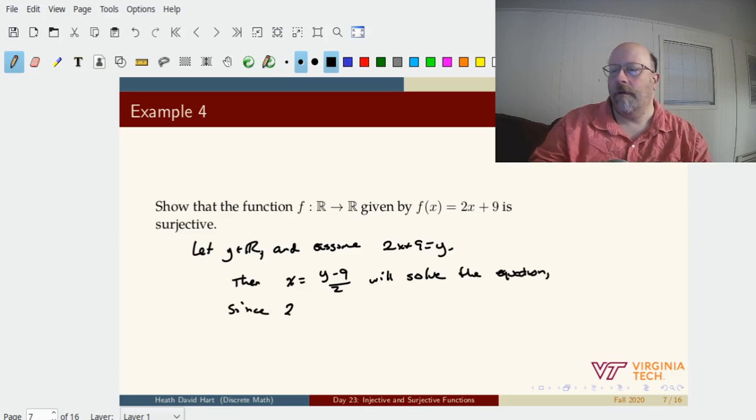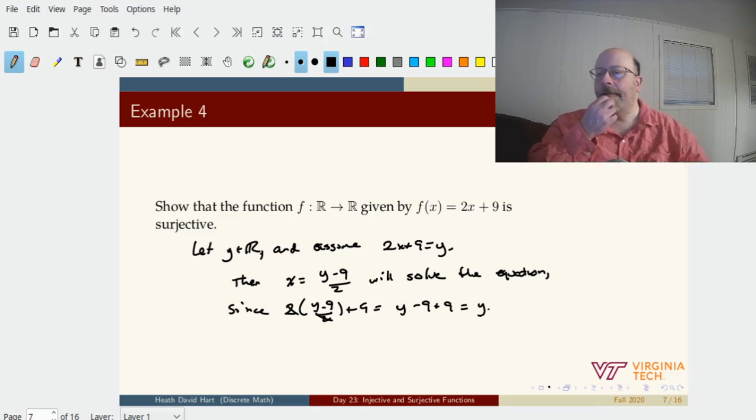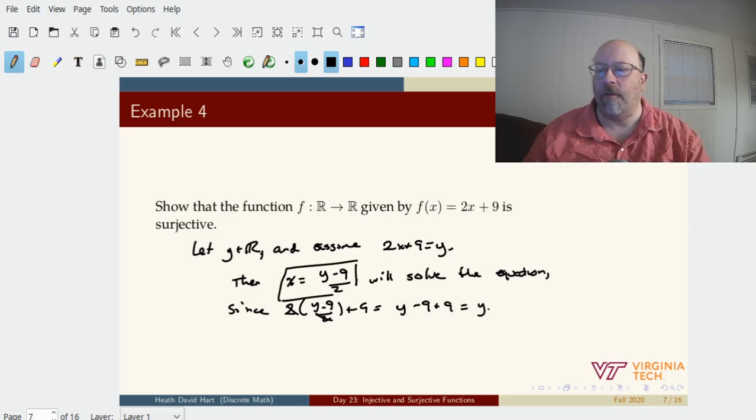Since 2 times (y minus 9) over 2, plus 9, is equal to, the 2's cancel, y minus 9 plus 9, and that equals y. Okay? So this is a surjective function because if you give me a y, I can find an x that will solve the equation.